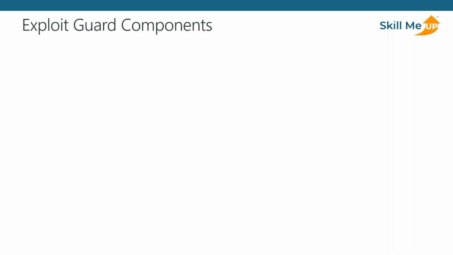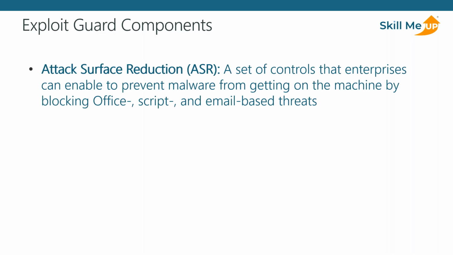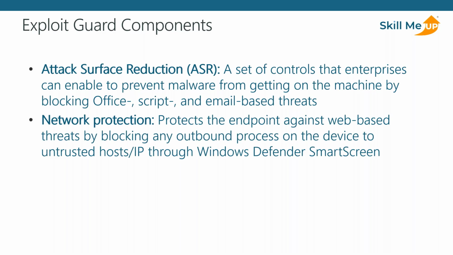Now, the exploit guard contains 4 specific components. The first one is called Attack Surface Reduction, or ASR. This is a set of controls that you can utilize to prevent malware from getting on the machine by blocking, for example, scripts and email-based types of attacks. You've got network protection, so utilizing endpoints. It protects against web-based threats by blocking outbound processes on the device that try to go to something else, and that utilizes some of the Windows Defender components.